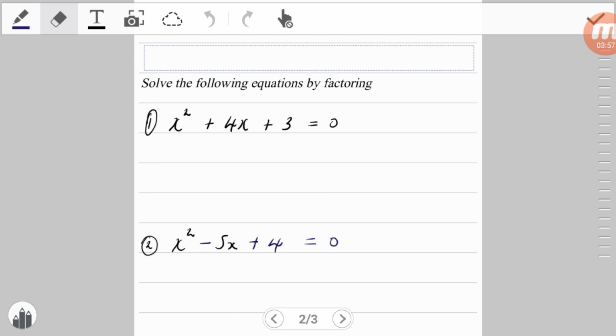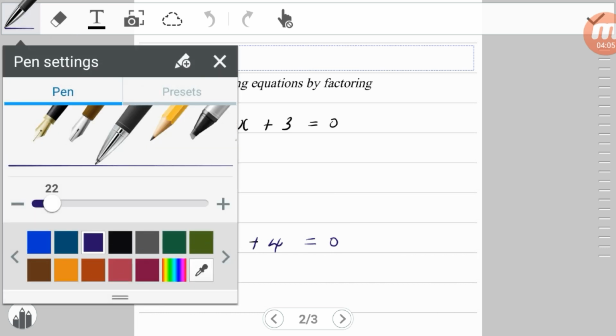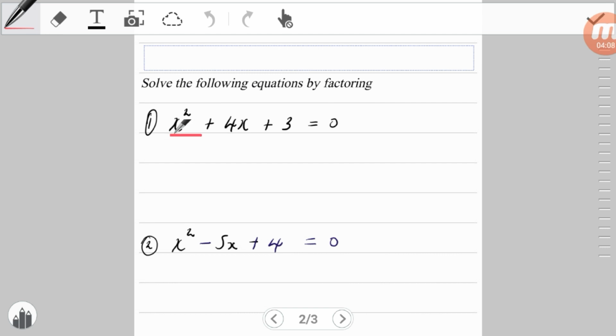Alright, you would have been aware that the very first step in solving or factoring an equation here would naturally be to find the product of a and c. That is you multiplying the a here by the c here. So we have a times c. The leading coefficient here is 1, so that's going to be 1 multiplied by 3, and the product ac is equal to 3.